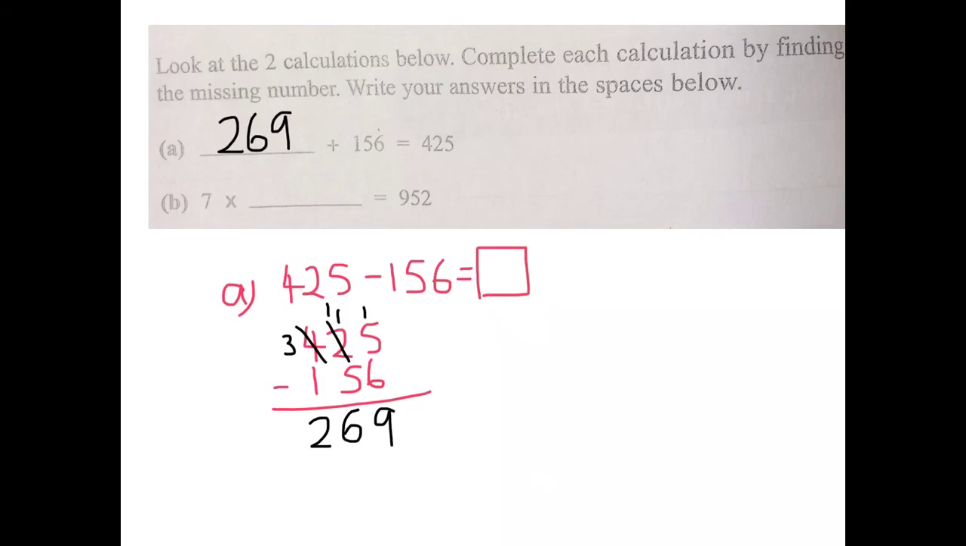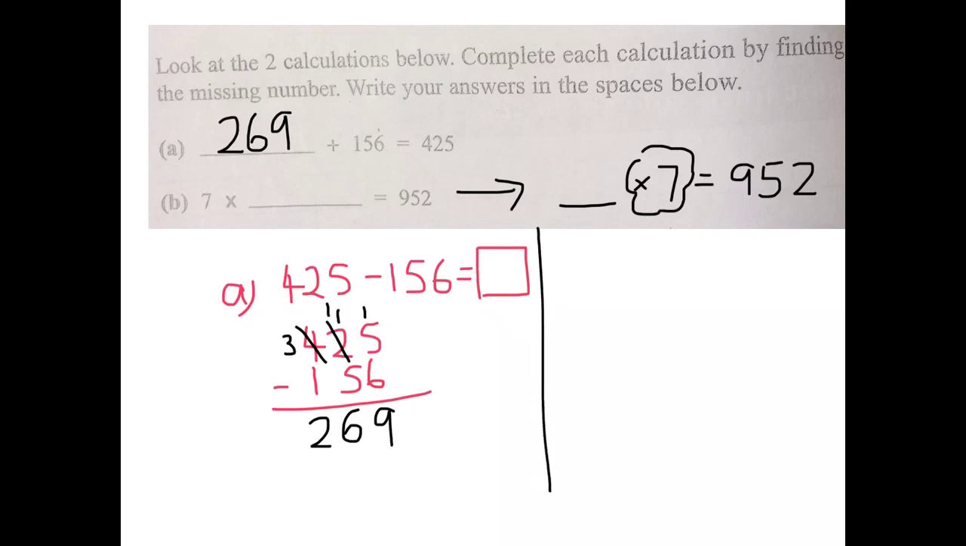Now B. 7 times something equals 952. So that's just the same as something multiplied by 7 equals 952. So again, missing number at the beginning, do the inverse and you're winning. So we have times by 7, so we do the inverse, and it becomes divide by 7. So for solving B, our missing number is found by taking 952 and dividing it by 7.